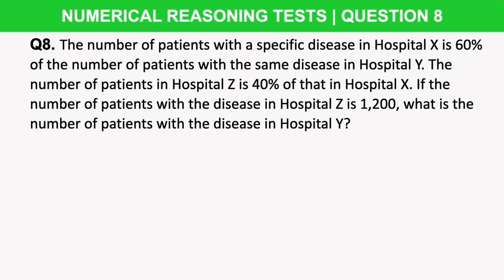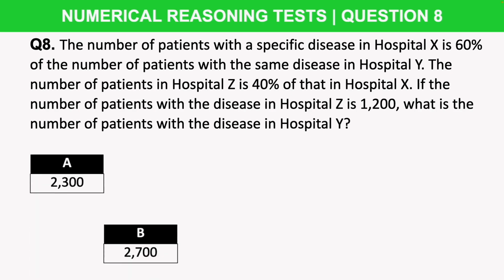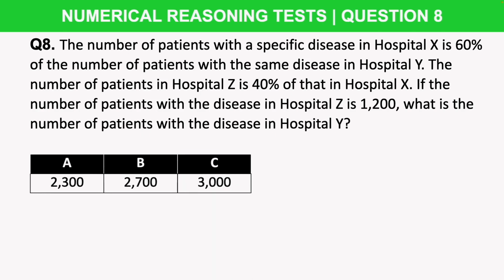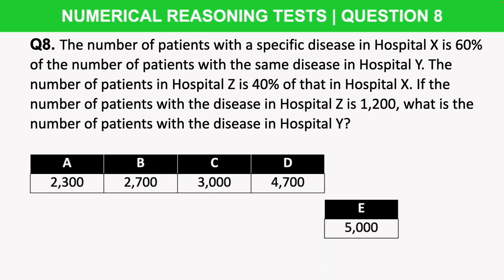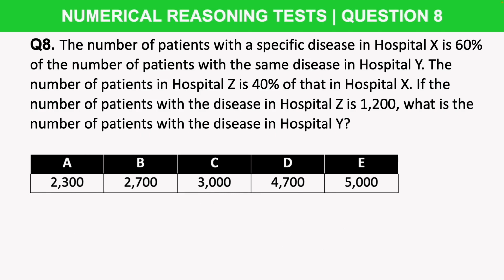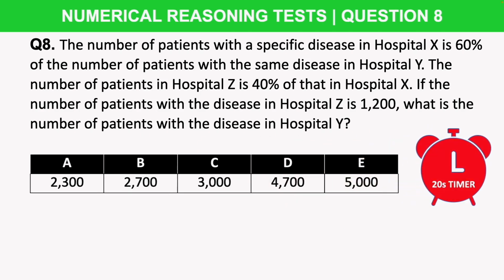Now again, this looks and sounds very confusing, and that's because it is. I haven't put any of the information in bold this time to make it more realistic for you to get the best practice possible. So just remember the simple calculation we did before. Write it down on a piece of paper if you need to. So your answer options are A, 2,300, B, 2,700, C, 3,000, D, 4,700, or E, 5,000. You have 20 seconds on the clock starting now.